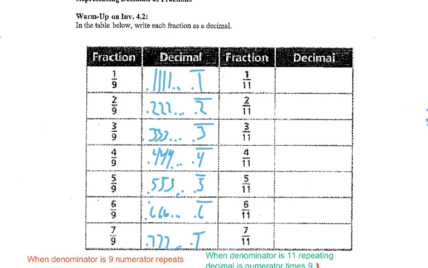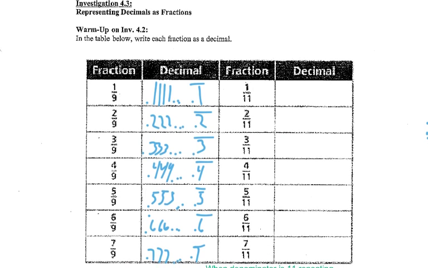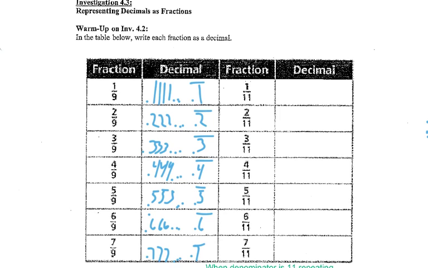Now take a look at the 11s. The 11s is another one that has a nice little pattern that will help us memorize some decimals. So again, you can use a calculator if you want, but I'll quickly go through this one. So 1/11 is 0.0909 repeating, so 0.09 repeating. Sorry, that handwriting is bad.